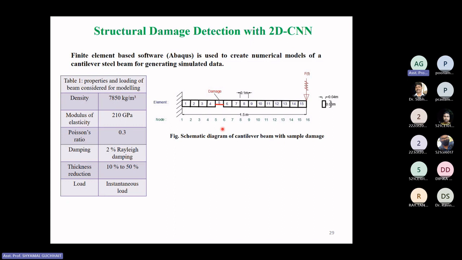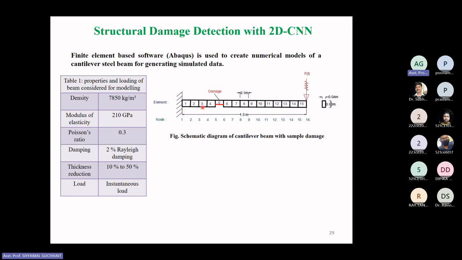Now you can see here a cantilever beam. In this beam there are a total of 15 elements, and the beam is modeled in the FEM software Abaqus. At the right hand side, an instantaneous load is applied to resemble the dynamic load, to generate the dynamic or time domain acceleration data for all these node points.